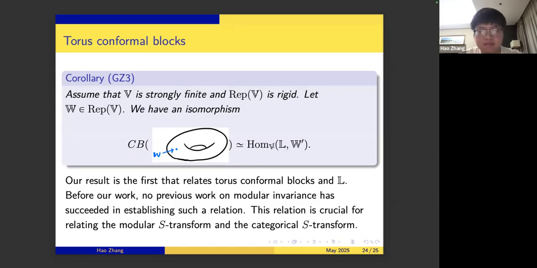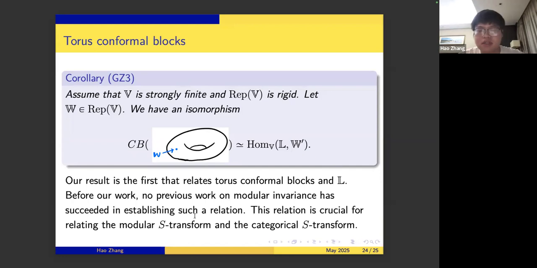And TQFT people may use the Lyubashenko coend to define the categorical S transformation. And on the left hand side, VOA people may use some analog of conformal blocks to define the modular S transformation. Of course, there may be some pseudo-traces in it. But our result is the first to relate torus conformal blocks and the Lyubashenko coend in the VOA context.